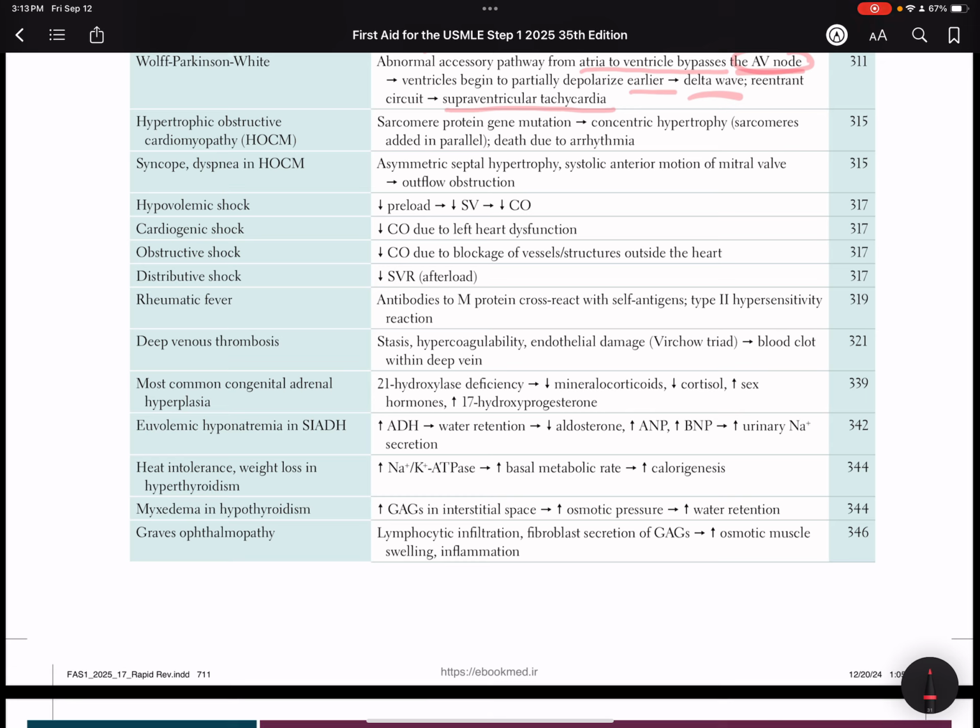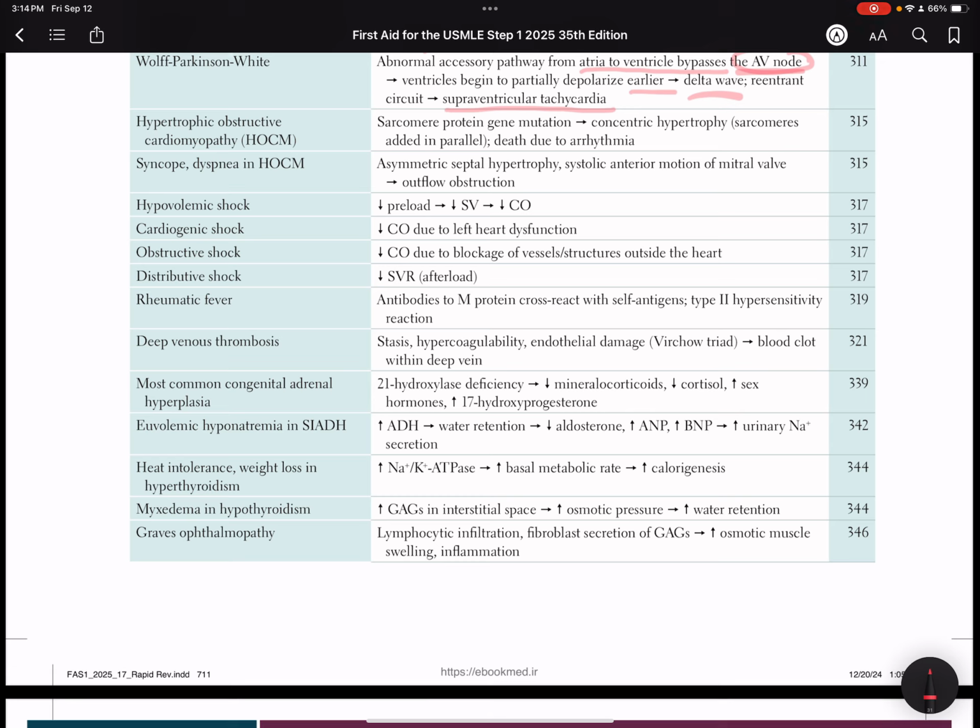HOCM is usually seen in young people, mostly like basketball players, African American. They have no history of cardiac issues before they were playing the basketball match. However, all of a sudden they have syncope and they fall on the ground and collapse. That is a typical sign of HOCM. This is because the sarcomeres are added in parallel. Death is always due to arrhythmia.